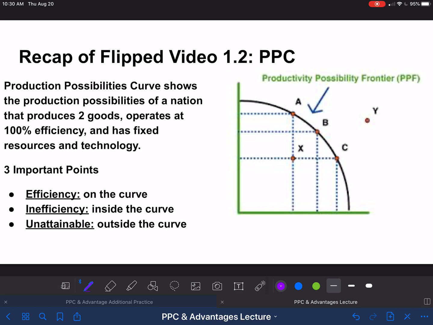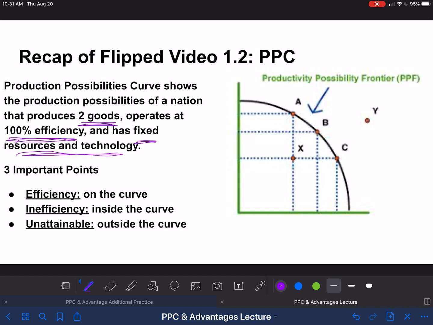Let's start with a quick recap of our flipped video 1.2, the PPC. In our flipped video, we learned about the production possibilities curve and the three assumptions that we work off of when we're talking about the PPC. The first assumption is that a nation only produces two goods. The second assumption is that that nation will operate at 100% efficiency. And then the third assumption is that we have fixed resources and technology. So those are the three assumptions that we're working with.